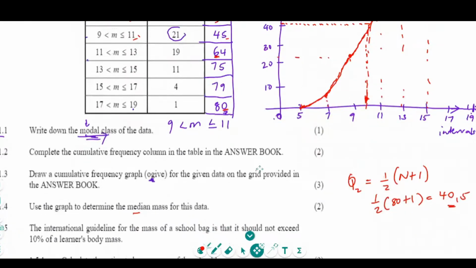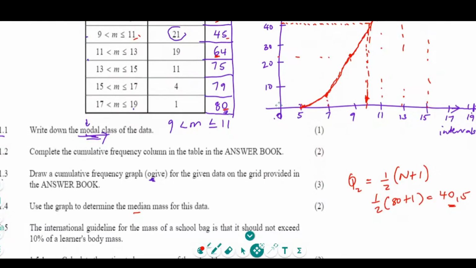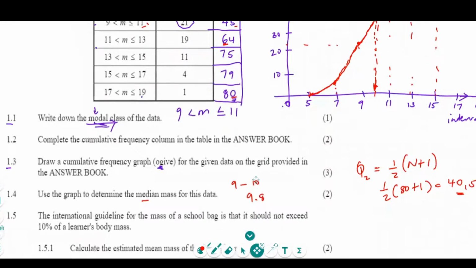So to determine the median mass, it could be somewhere between 9 and 10, somewhere close there. So you can have 9,8, 9,9, or even 10. It's fair enough. Okay, then we have 1.5.